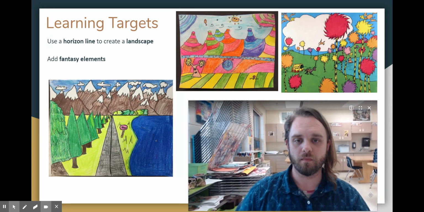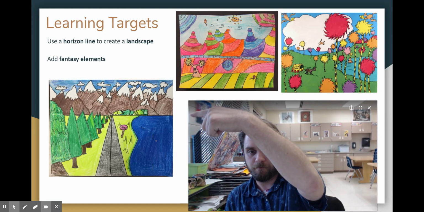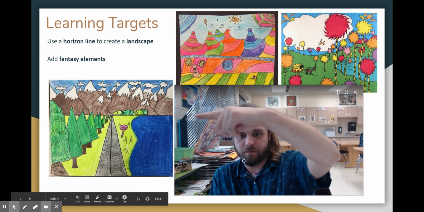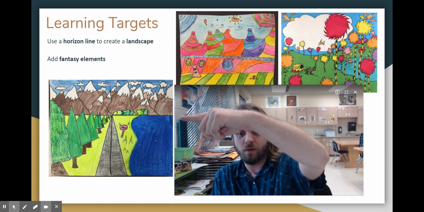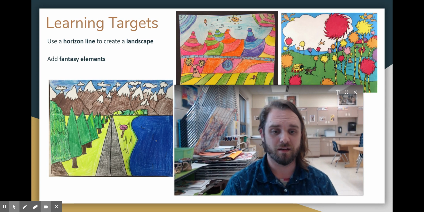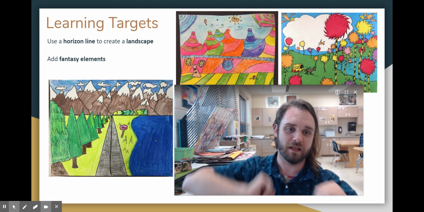So, a horizon line is this little line. If we look at this picture next to me, you see this line here that's going through the middle of the picture? That is the horizon line, okay? It almost looks like where the ground and the sky meet.